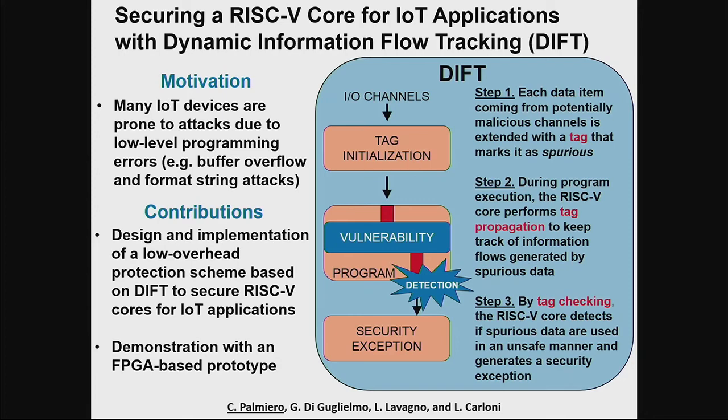So what is DIFT, Dynamic Information Flow Tracking? DIFT is a very promising technique for software security. It's based on tags, so each data item is extended by an additional field called tag that identifies whether a data item is spurious or authentic. It's based on tag initialization, where spurious data items are identified, tag propagation, where dependencies are tracked, and tag check, where restrictions on spurious values are applied.